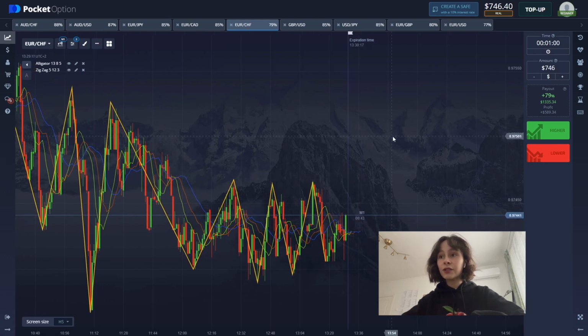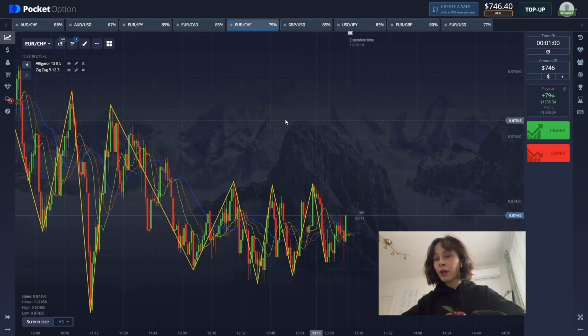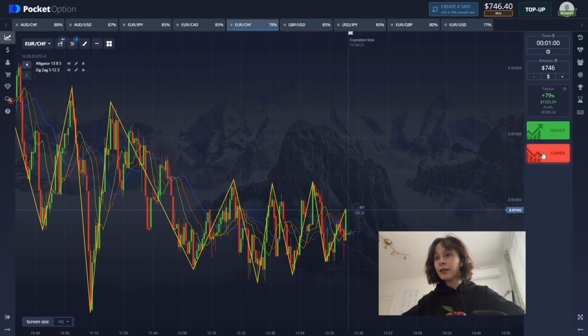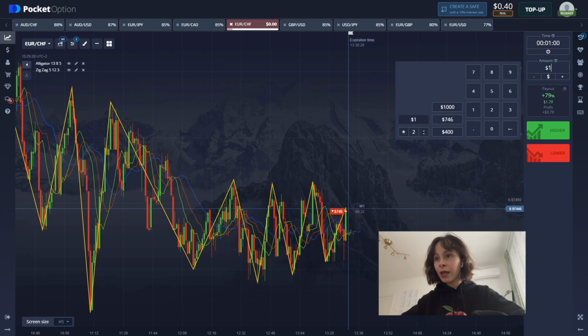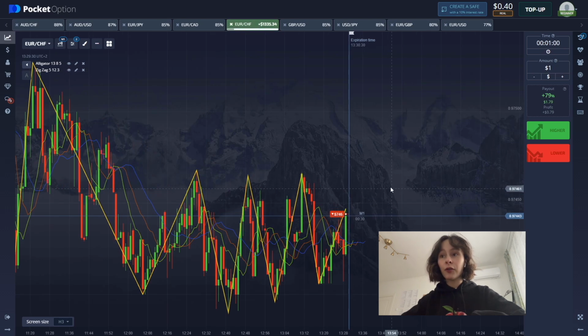Actually, this is also a very interesting entry point of the deal, with the downward movement that we saw before. Here, let's open one deal for full balance. Then we will change the deal for $400.